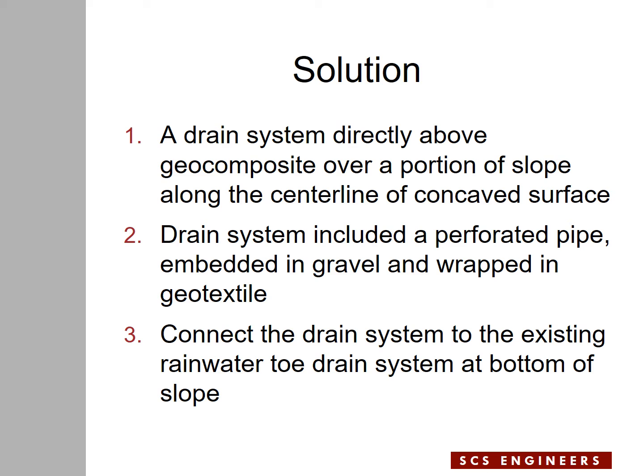And this drainage system was a very simple system. It was a perforated pipe embedded in gravel and a geotextile wrapped around it. And we connected this drain system at the bottom of the slope to a rainwater drain system to capture the water from the perforated pipe and release it into the perimeter ditches.